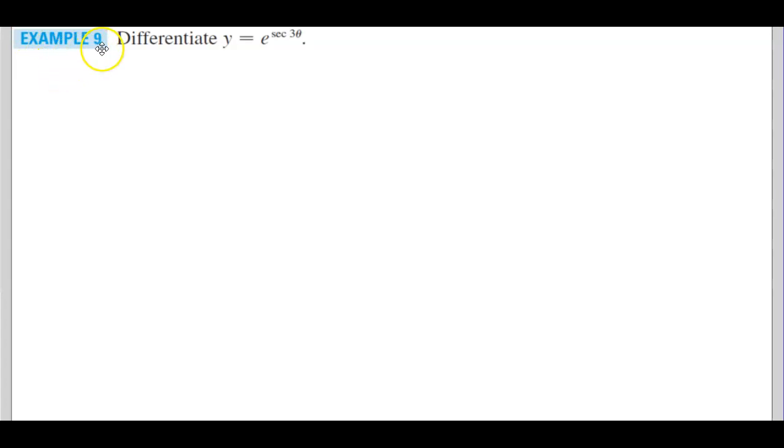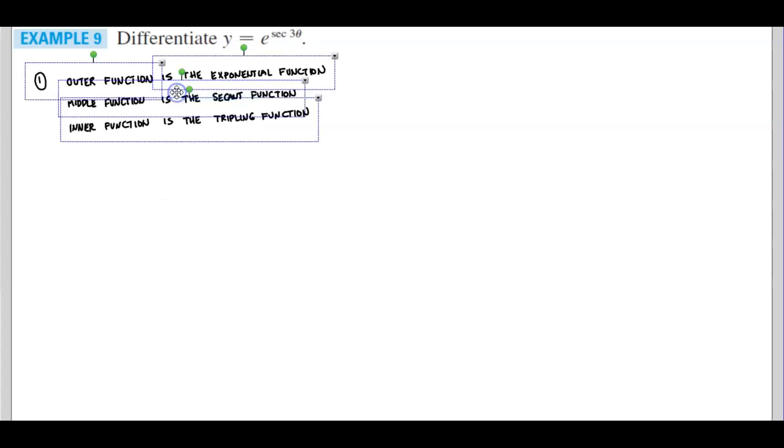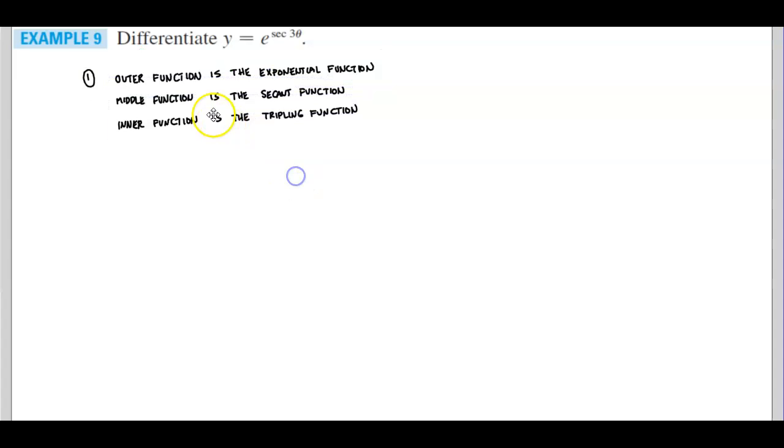Okay, so for example 9, we want to be able to differentiate the function y, which is equal to e to the power of the secant of 3 theta. So the first thing we need to do is identify which is the outer, which is the middle function, and which is the inner function. So if we take a look at this, the outer function is the entire exponential function. The middle function is the secant function, and the inner function is the tripling function, which is 3 theta.